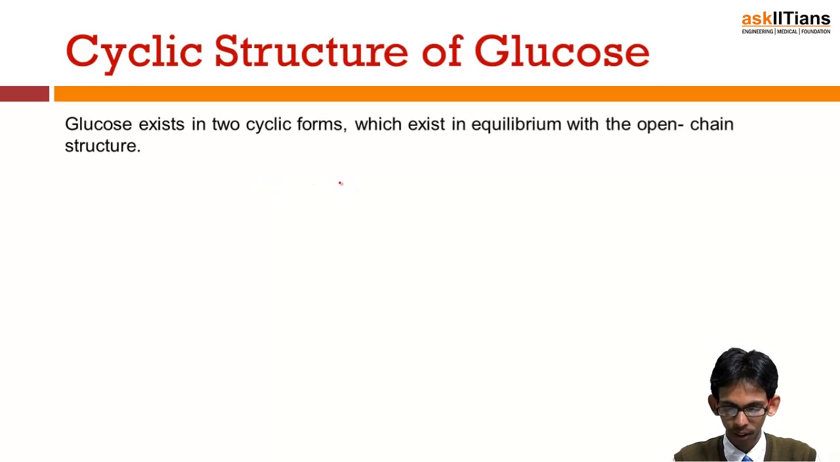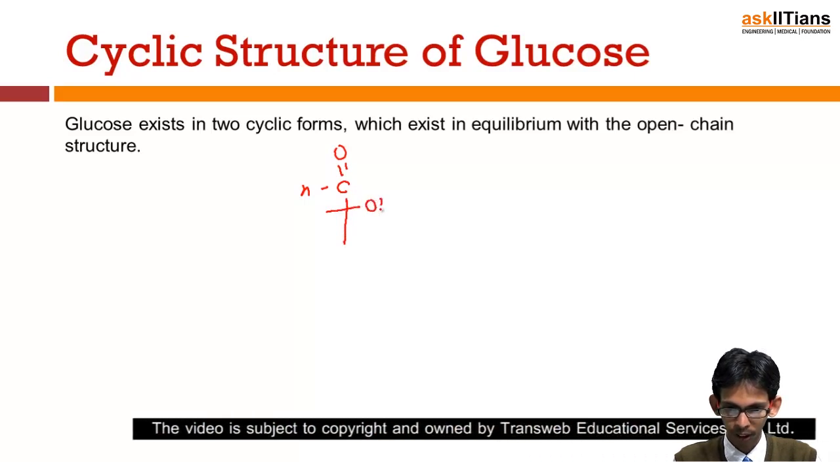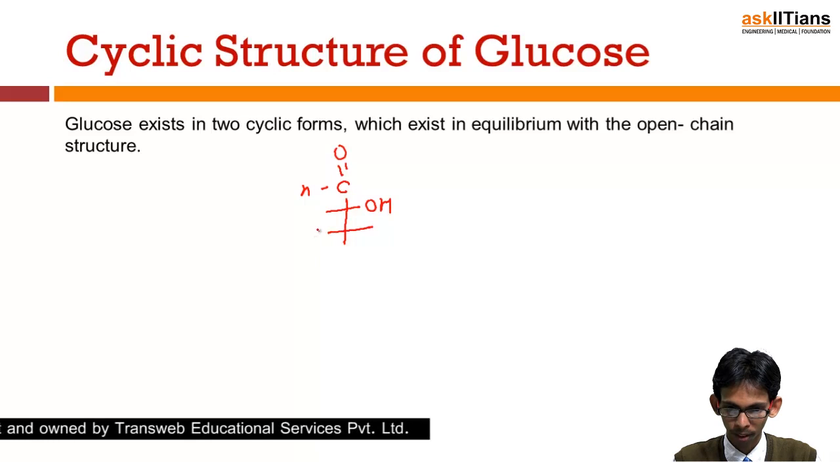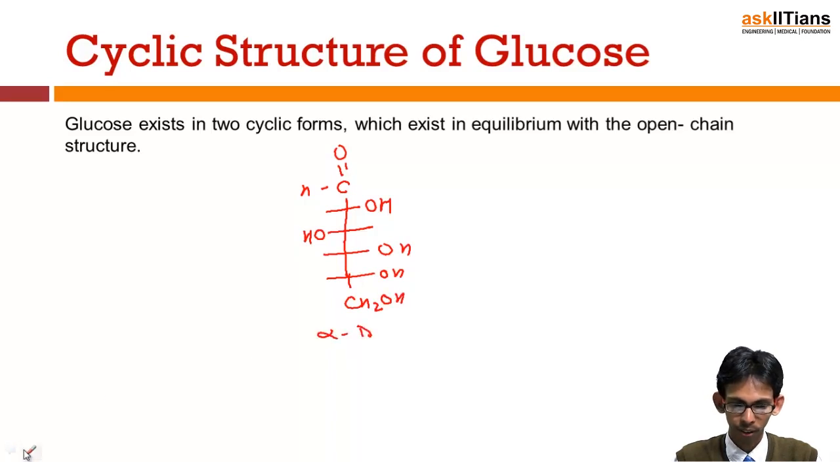We know that the structure of glucose is like this. This is the aldehyde group, then an OH here, then an OH here, OH, CH2OH. This is actually not alpha now, it is D-glucose. This is the open chain structure of D-glucose.